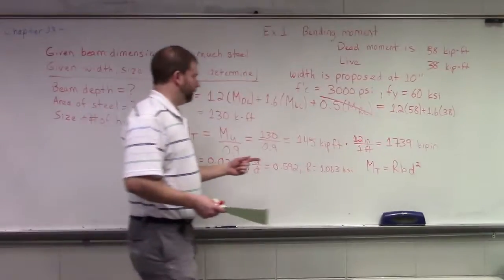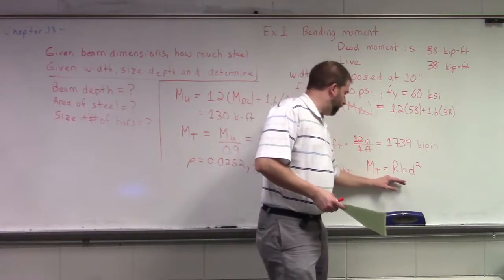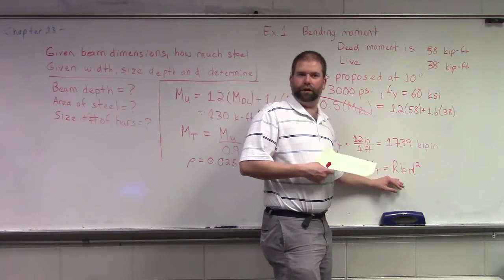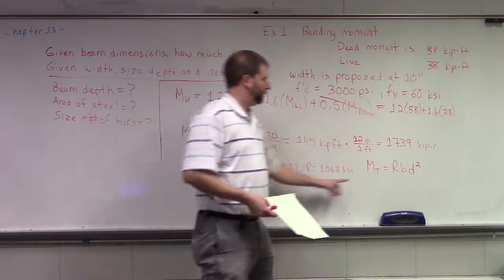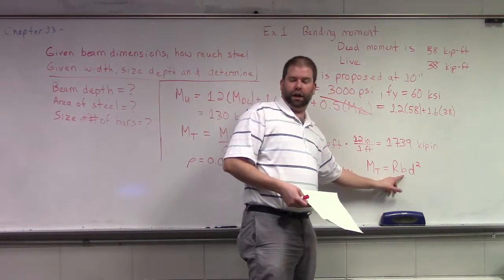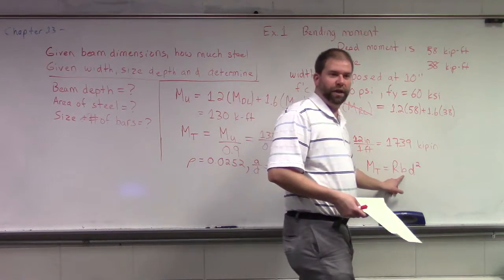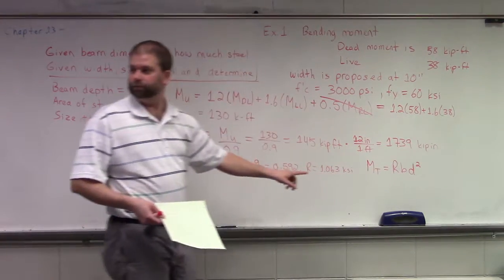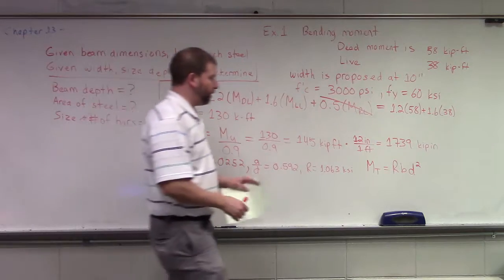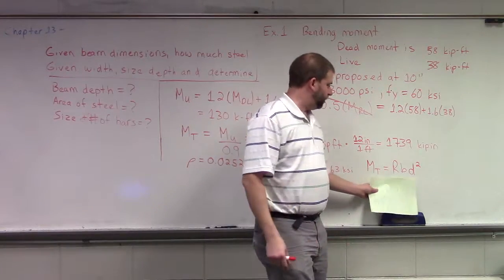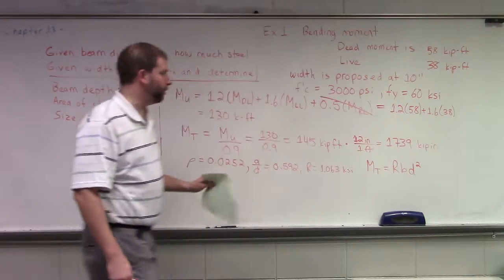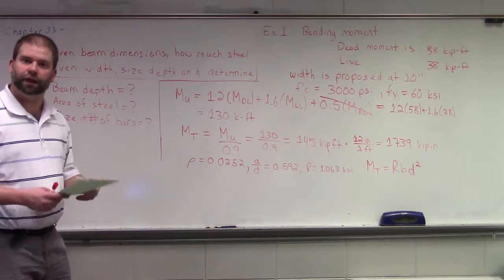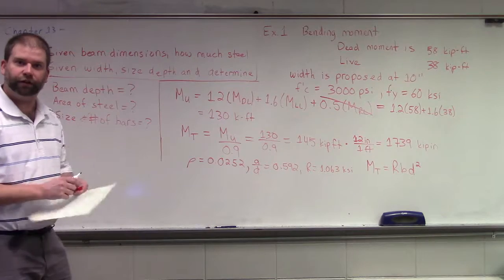So we also know that we can rewrite the moment of our tension as R times the width of the beam times the square of the depth. Out of these four factors, which one do we not know? D. We don't know D, right? So if we manipulate our equation, we can solve and determine our D.